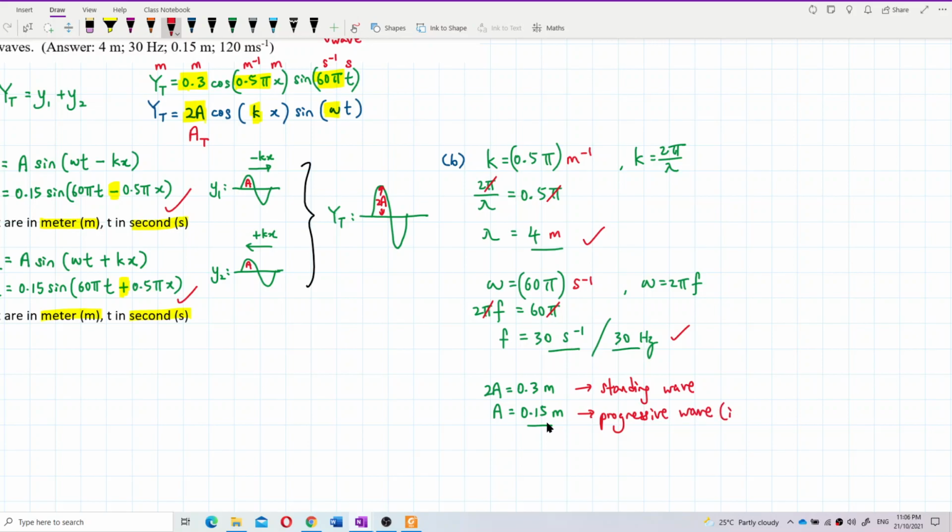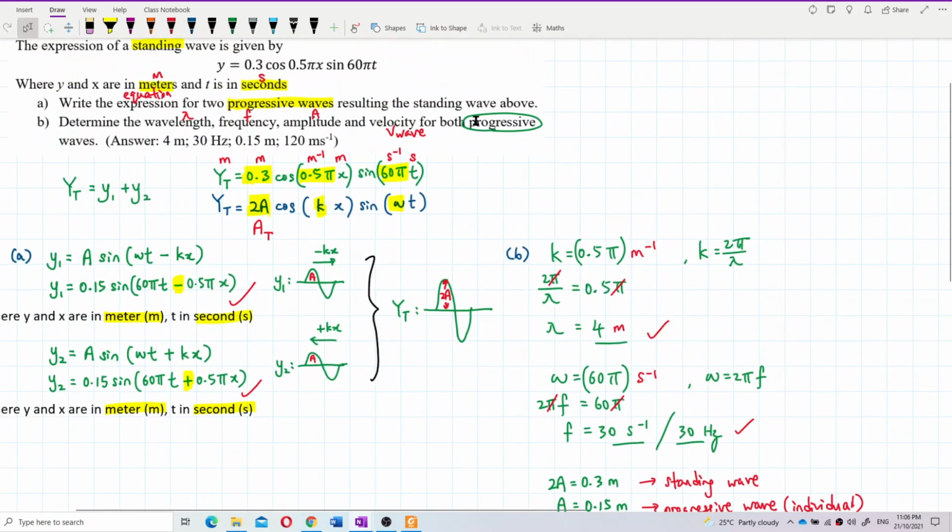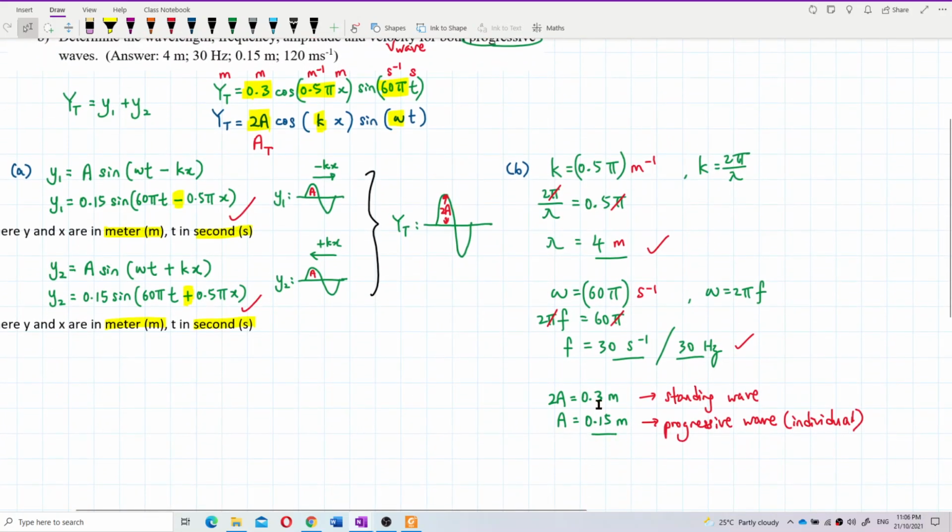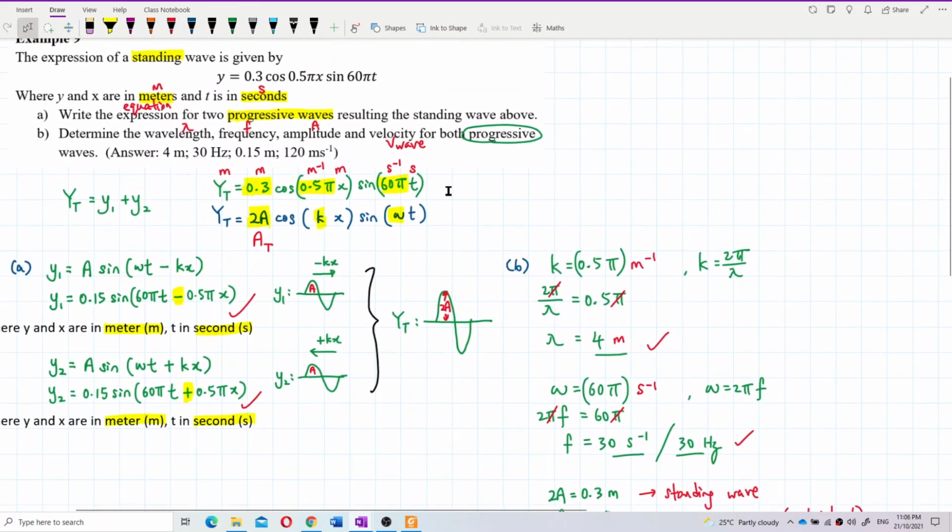The individual wave, you have two of them. The individual progressive wave is 0.15 only. For standing wave, after superposition, you get 0.3, which is multiplied by 2. So 0.15. The question asks for the amplitude for progressive wave, which is the smaller amplitude. Okay, so 0.15, that's correct.